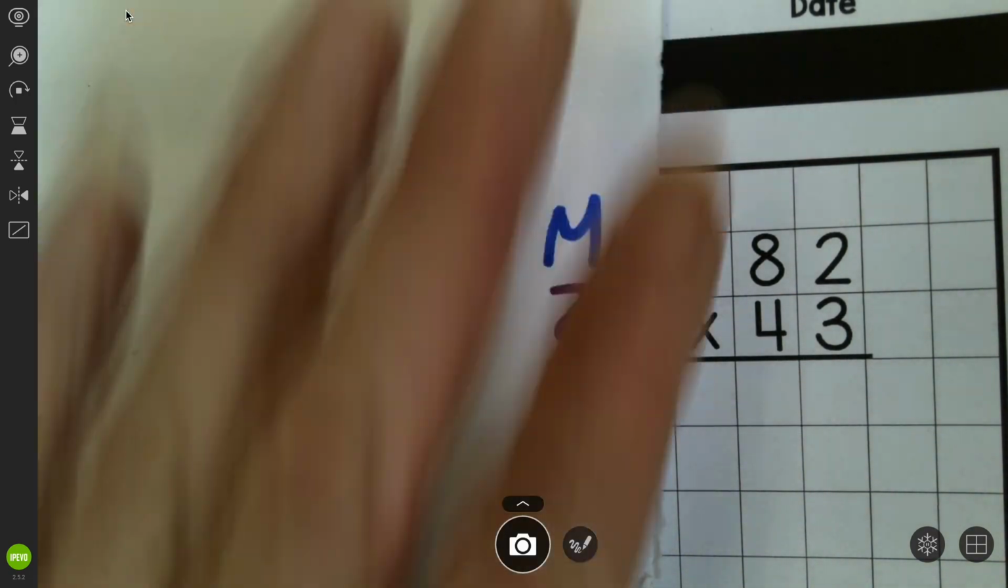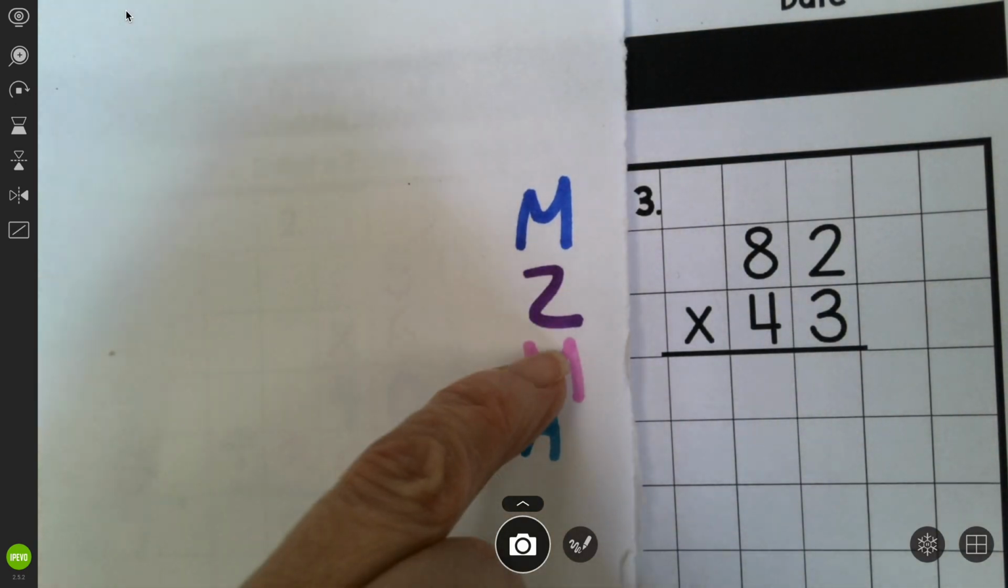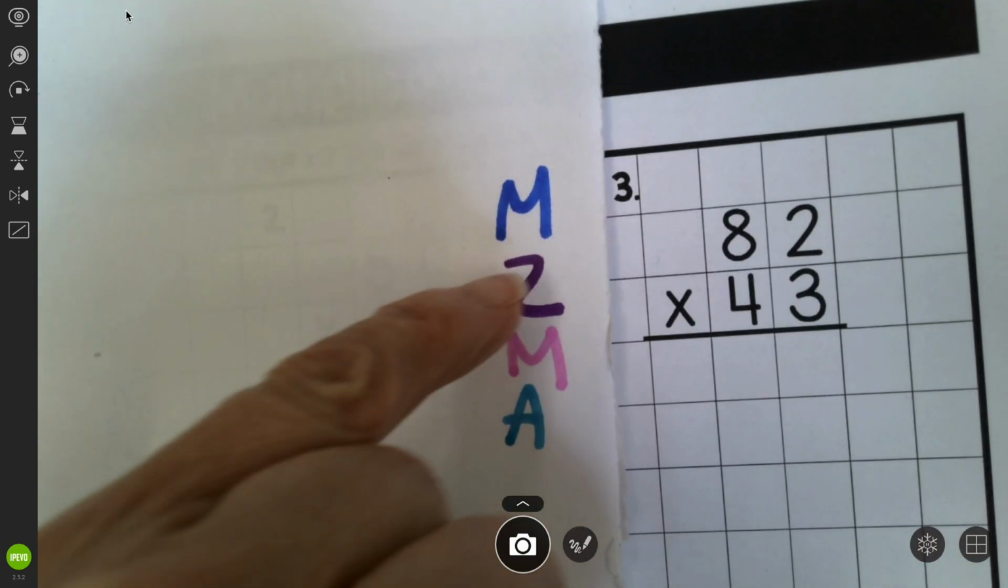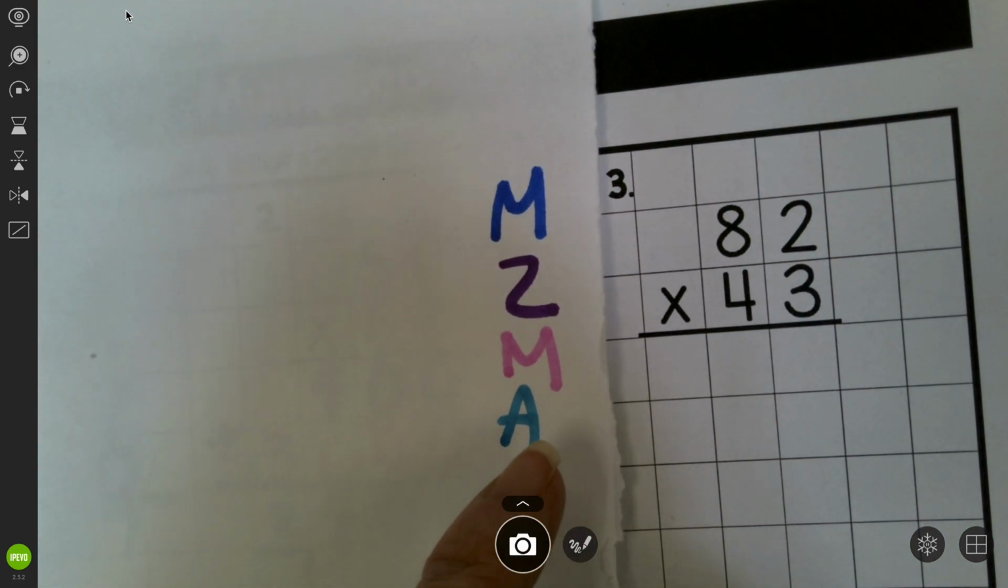All right. So number 3. Many zoos, many animals, multiply, 0, multiply, add. Work through each step. Refer to this. Use this, okay?